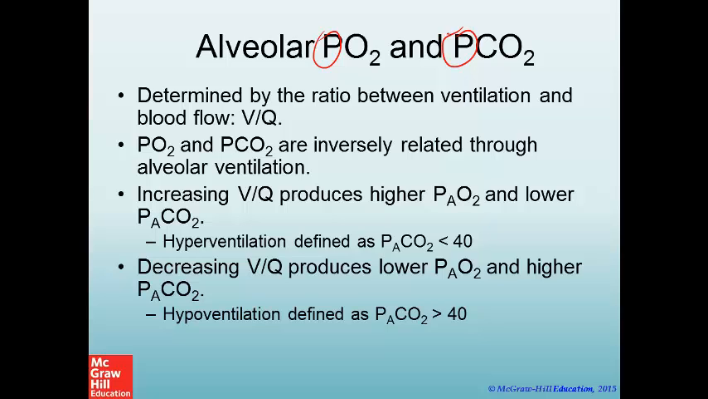So if you increase the VQ, you're going to get a higher O2 and a lower CO2. Right, you're going to be expelling CO2 faster when you increase this VQ. So hyperventilation is thus a way to reduce CO2.